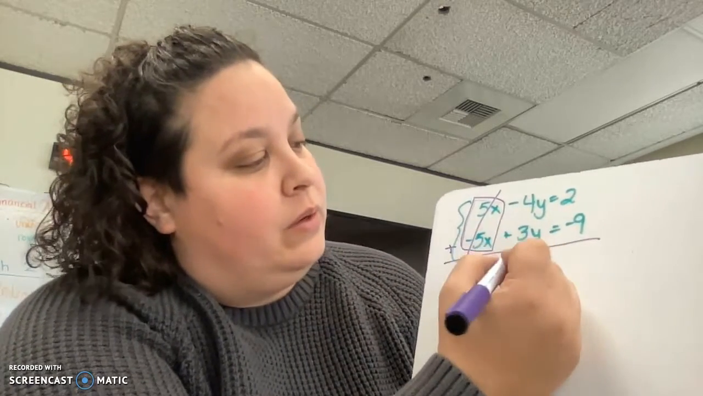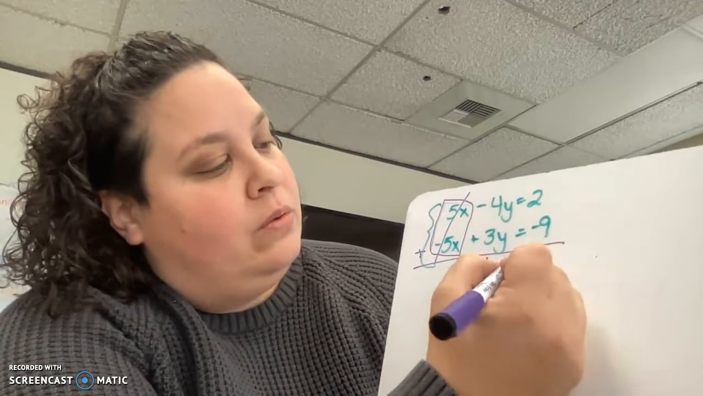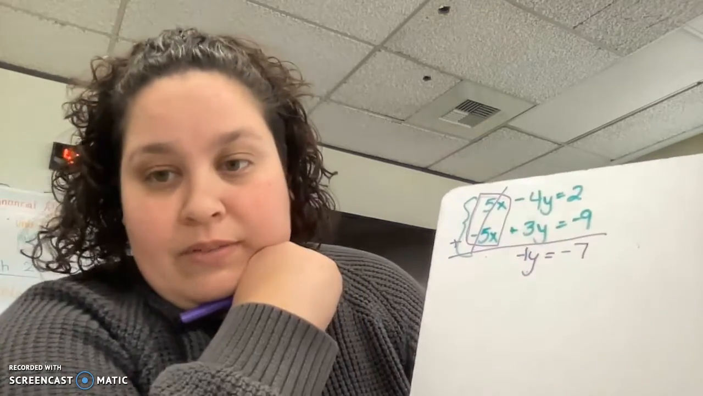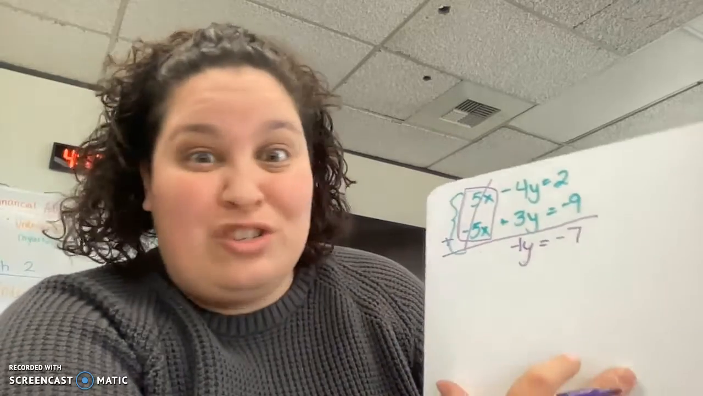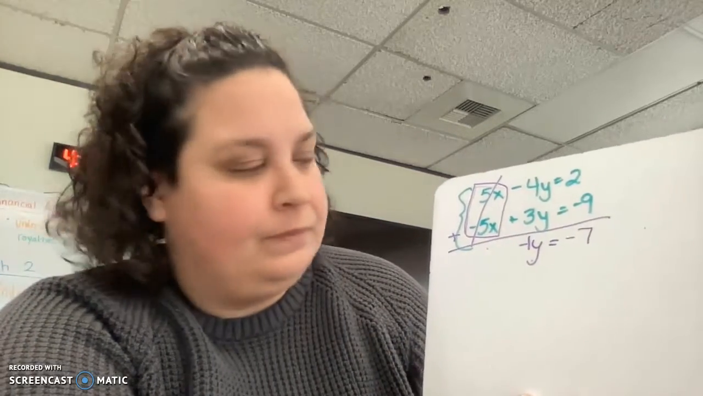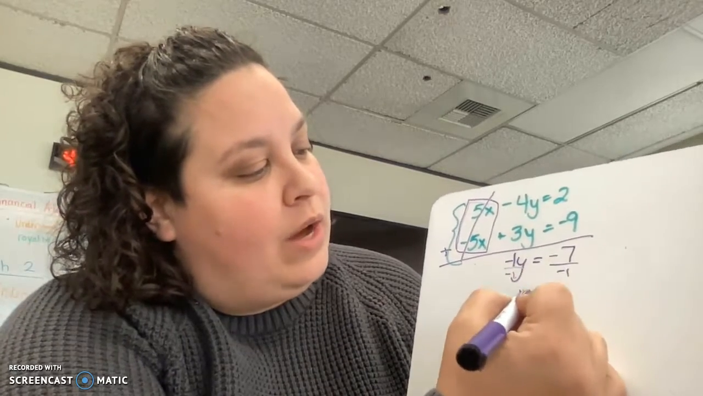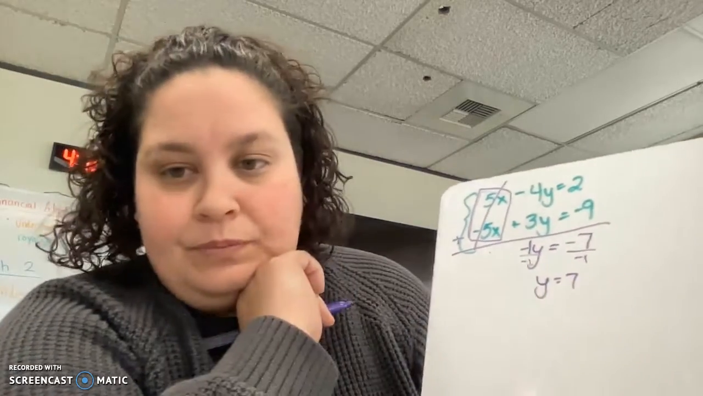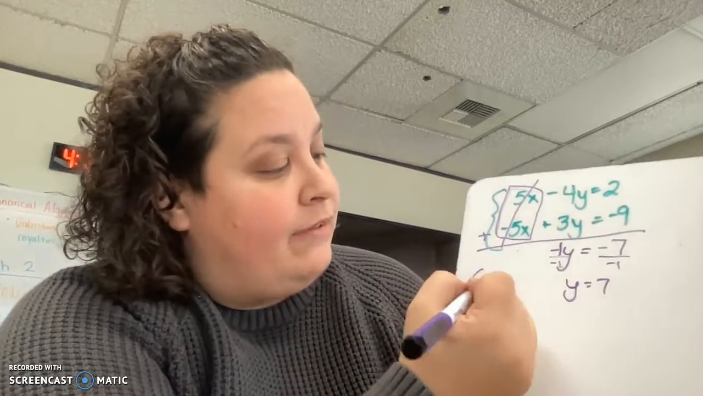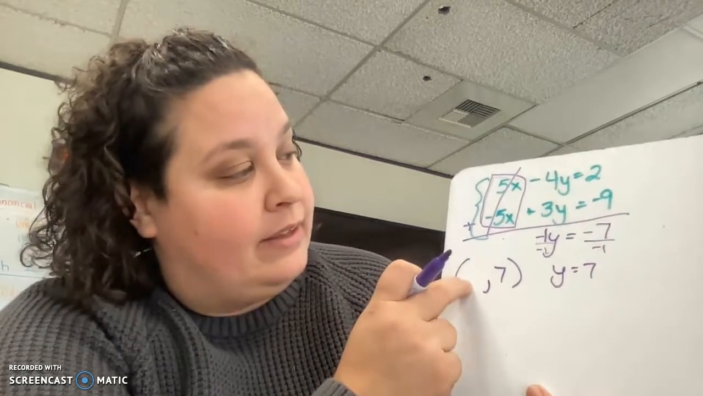Negative 4 plus 3 will equal a negative y, or negative 1. And 2 plus a negative 9 will equal negative 7. So in this case, this is just your basic problem because by adding them together, it already does cancel out. So I'm going to divide by that negative 1 and get y equals 7. Again, this is only half of my answer. So far, I have my y. I need my x as well.